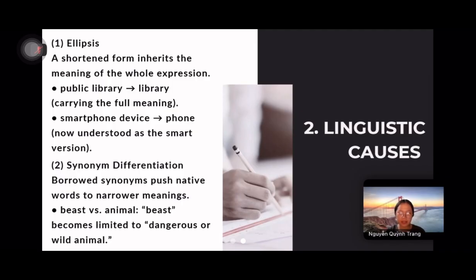Synonym differentiation. When borrowed synonyms push native words to narrower meanings. For instance, beast versus animal. In Old English, beast had almost the same meaning as animal, but now beast is limited to a dangerous or wild animal.